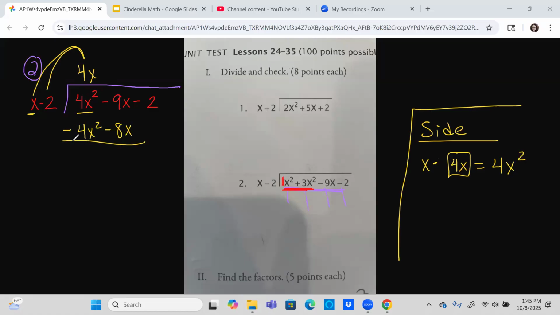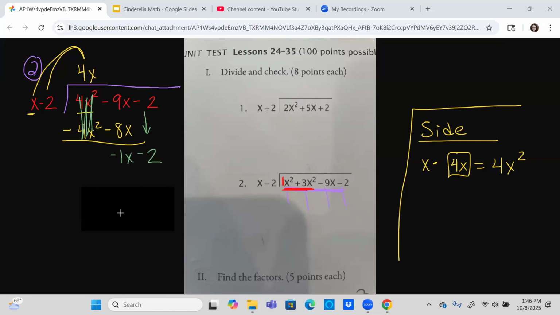Subtract. The first guy should always cancel. And now be careful, that's -9 minus -8. Minus minus turns to plus, so that would be -1x, and drop down. If you don't want to do that in your head, of course, if you are allowed to by your teacher, instructor, textbook, whatever, you could use a calculator.